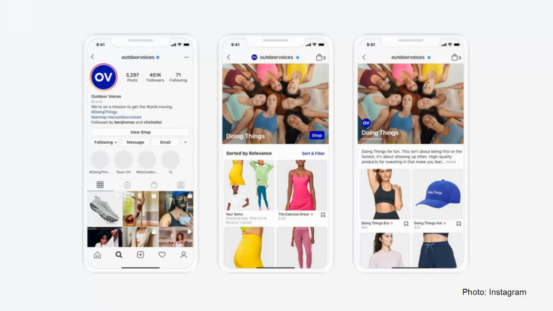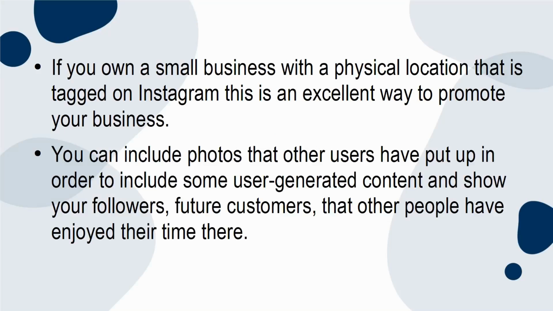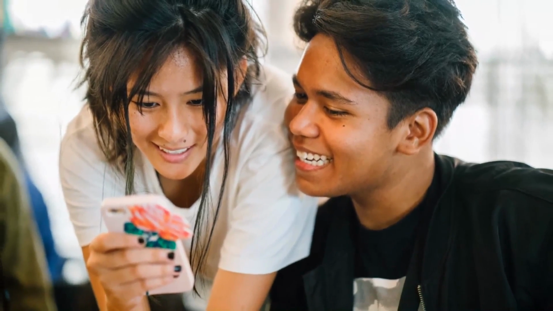You can also use specific guide features to recommend products that are tagged on the Instagram shop features, as well as physical locations. If you own a small business with a physical location that is tagged on Instagram, this is an excellent way for you to promote your business. You can include photos that other users have put up in order to include some user-generated content and show your followers, future customers, that other people have enjoyed their time there. This is a way to amplify the word-of-mouth marketing that many businesses rely so heavily upon.